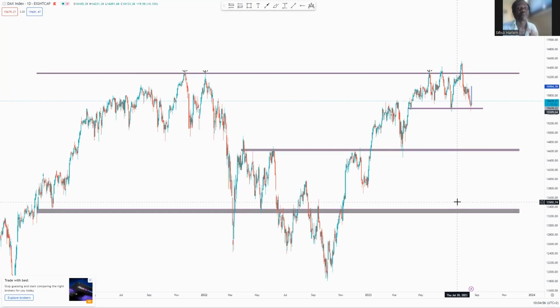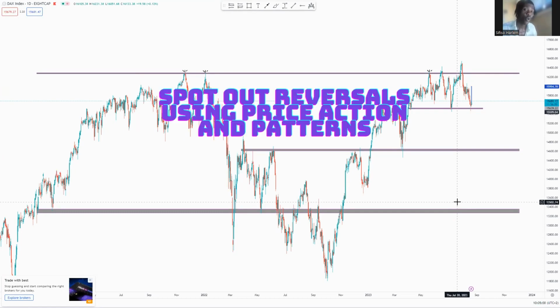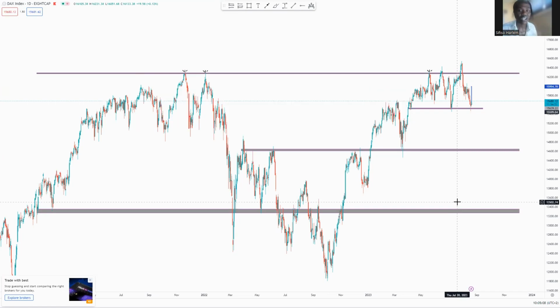I want you to understand, guys, how to spot possible reversals, or how to use candlesticks, zones, price action, patterns, everything I just mentioned, to spot continuations or reversals, or to see if a zone is really a strong zone to sell or to buy from.